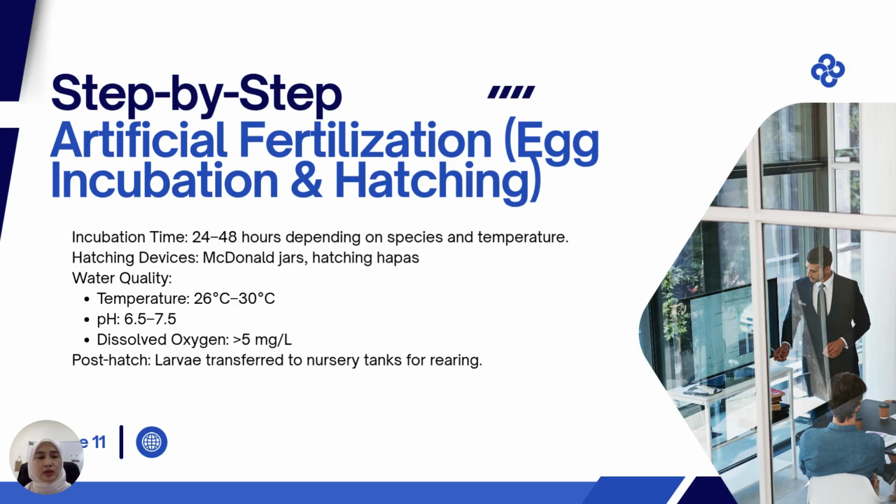And this is the water quality that I said before, that you need to set at 26 to 30 degrees, and the pH should be 6.5 to 7.5, dissolved oxygen more than 5 milligram per liter. And also you have to prepare for the larvae to be transferred into the nursery tank for rearing. So how and where you want to transfer the larvae post hatch, you need to prepare in advance. Make sure you prepare it before the egg is hatched.